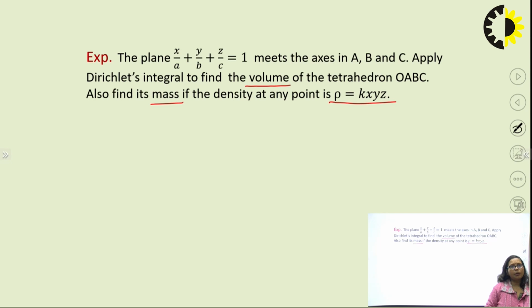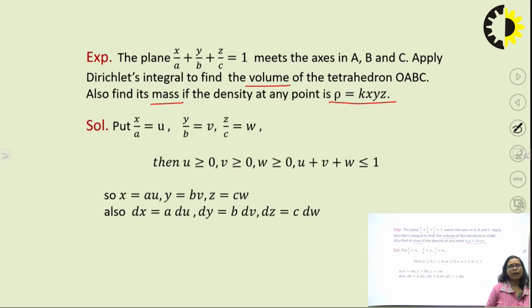So to apply the theorem, first I need to satisfy my defined domain. To find out that defined domain, I need to first convert this plane into some linear value. So for that, I start by putting x by a equal to u, y by b equal to v, and z by c equal to w.